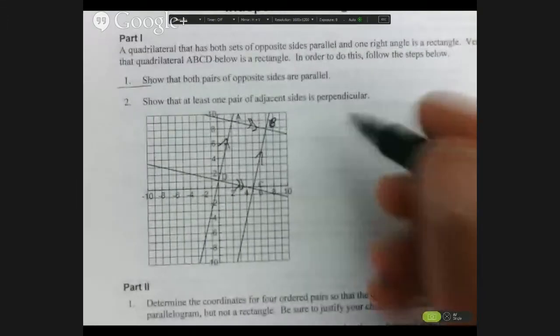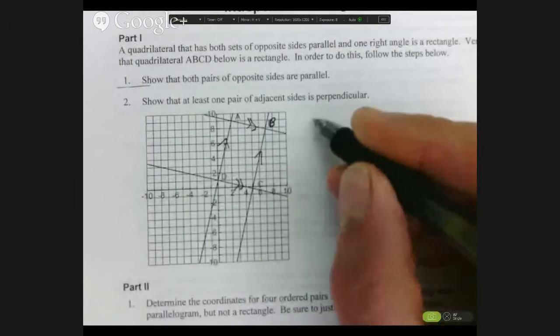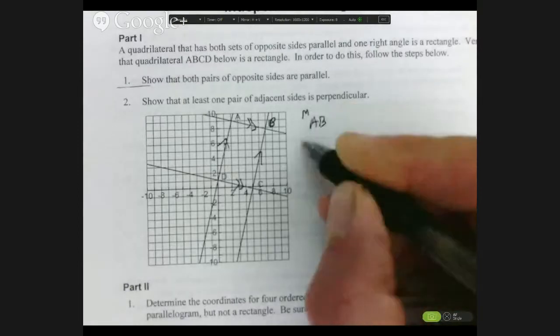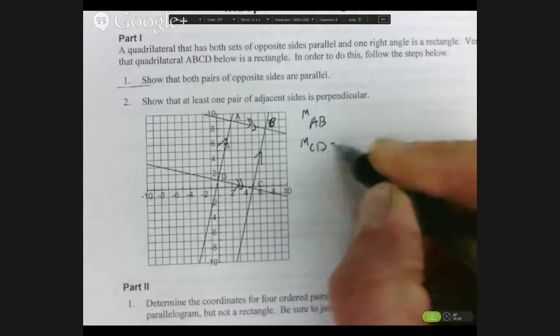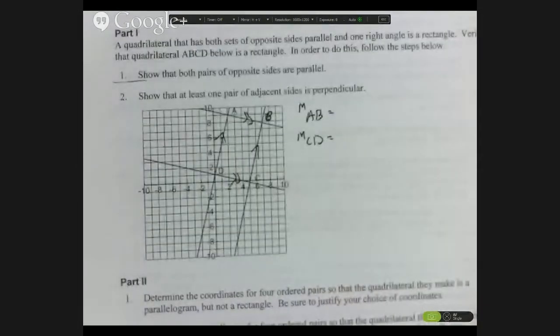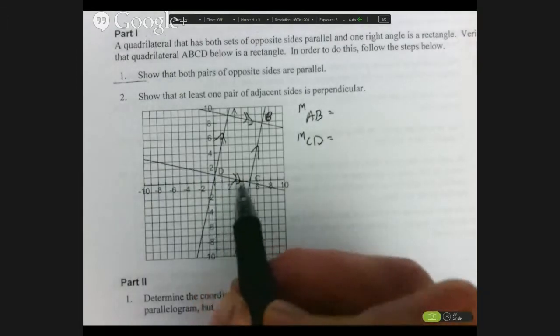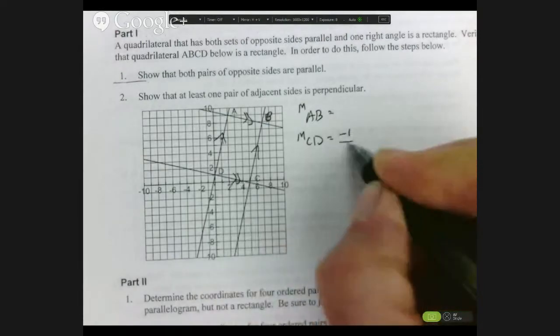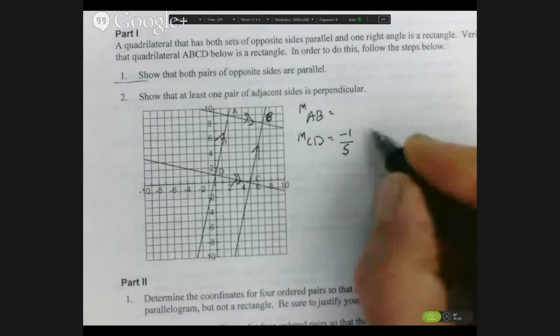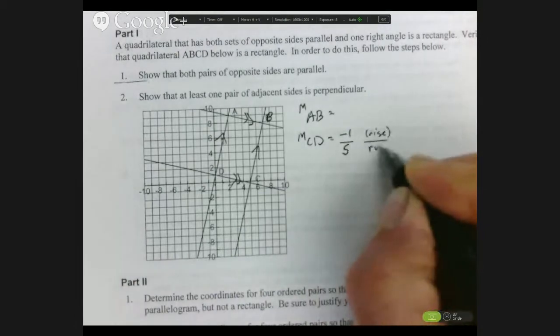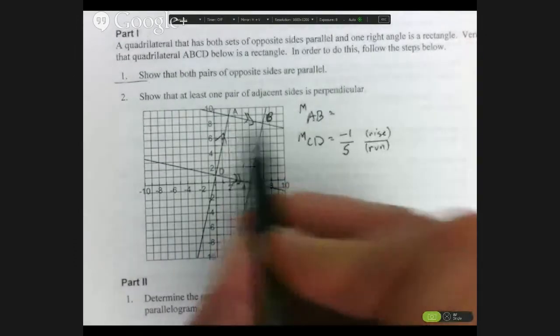Okay, so lots of ways to do slope. Let's start with the slope of AB and the slope of CD. If those are the same, we have parallel lines, right? Yes. Okay. How do you want to do it? Points or count? Count. Okay. Down 1 over 5. Rise over run. And this one is the same.